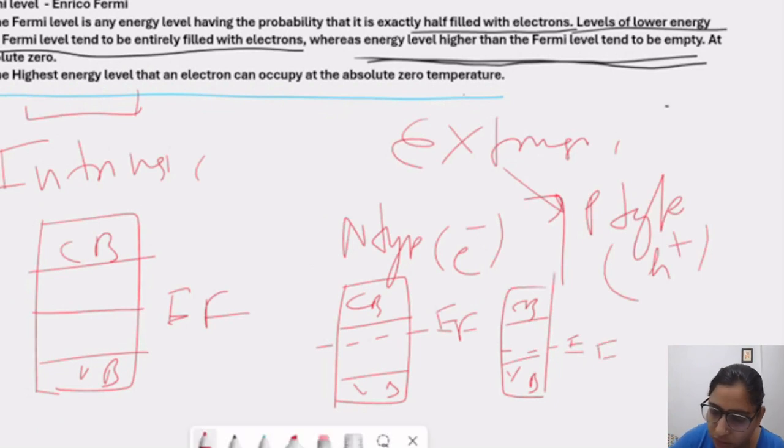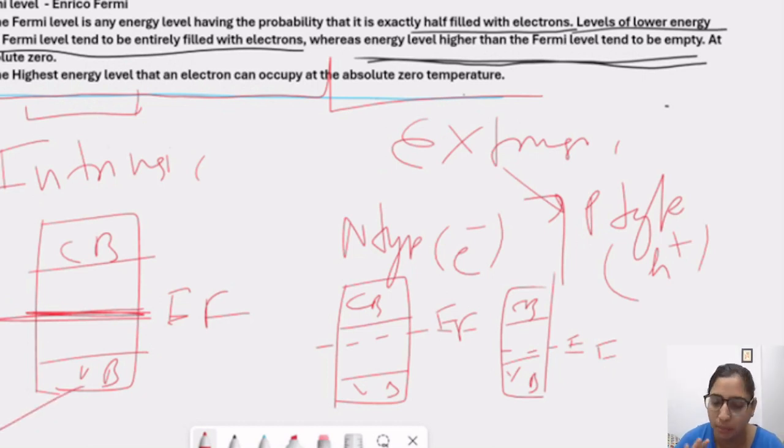Why so? Because according to the definition, the Fermi level is the highest energy level an electron can occupy at absolute zero temperature. In intrinsic, we already studied this case, it is in between, with 50% probability. In N type, what is happening? Electrons are in majority. We are doping electrons into this intrinsic semiconductor, making it extrinsic. So the electrons are a little higher than in the earlier system. If electrons are higher, the Fermi level will shift toward the conduction band, because the electrons are in higher probability than the holes here.